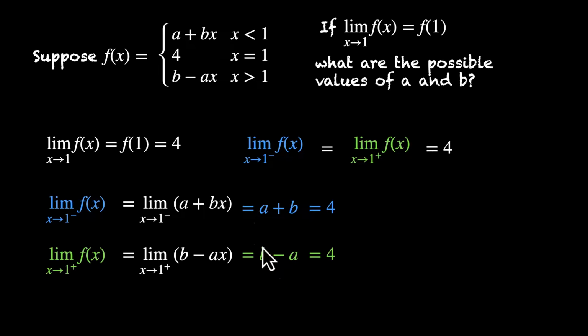Now we have these two equations and two variables. Let's solve for a and b. If we add them, this is 2b equals 4 plus 4, that's 8. So 2b is equal to 8. This gives us b is equal to 4. And if b is 4, 4 minus 4, that's 0. So a is equal to 0.